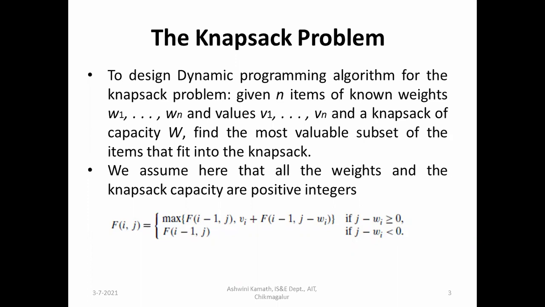So that is the condition. If you can add that particular ith item into the knapsack, the value is the maximum of f of i minus 1 comma j, that is the previously added items, or vi plus f of i minus 1 comma j minus wi, that is the new ith item you are going to add. This vi plus f of i minus 1 comma j minus wi is the profit after adding the ith item, and f of i minus 1 comma j is the profit previously earned.